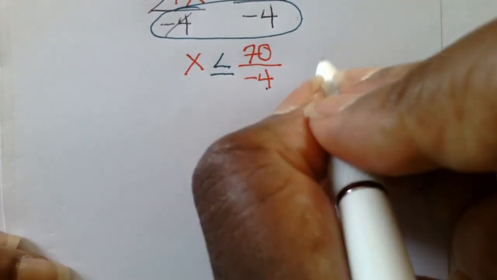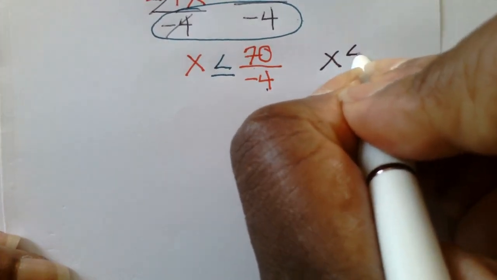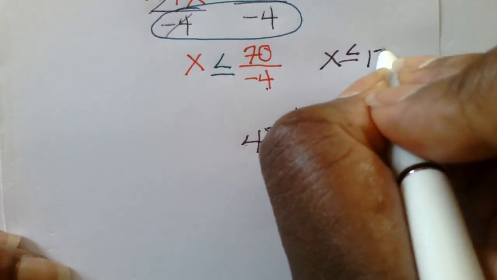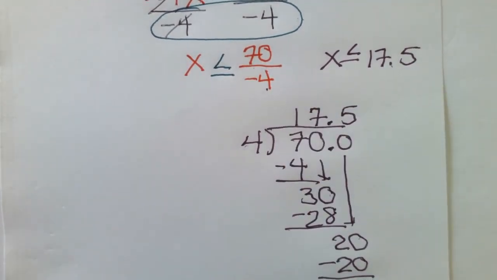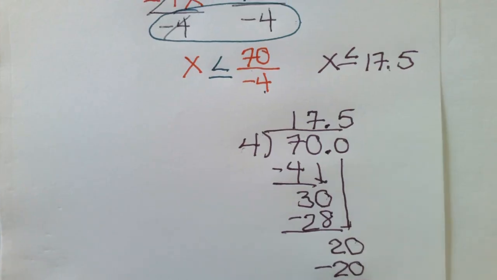So again, it would have been x is less than or equal to 17.5 or 17 and a half. All right.